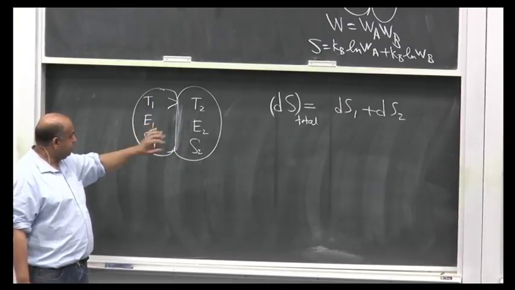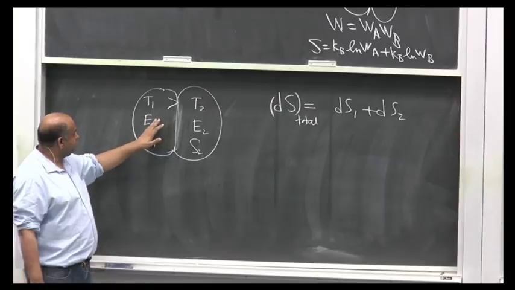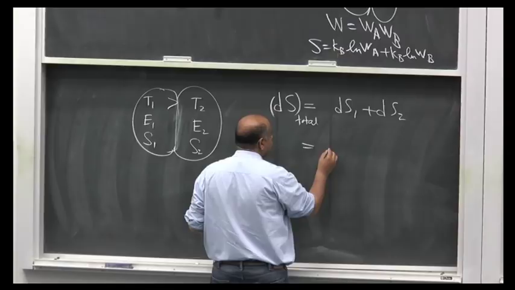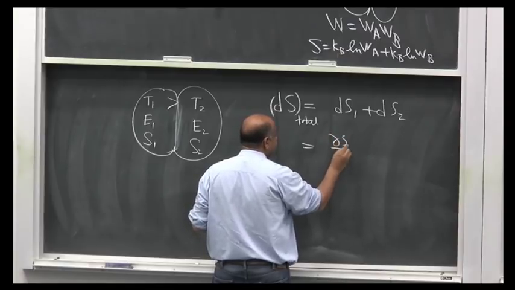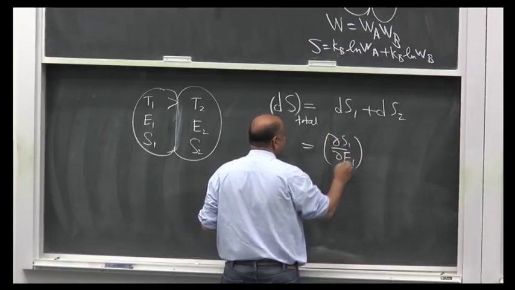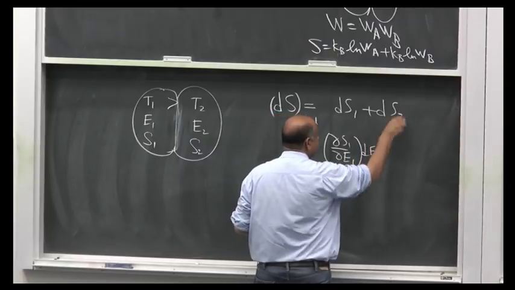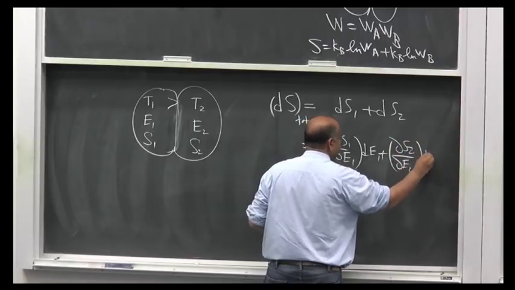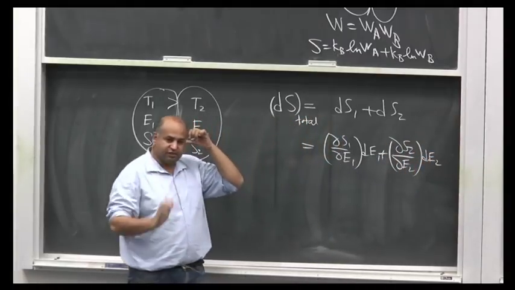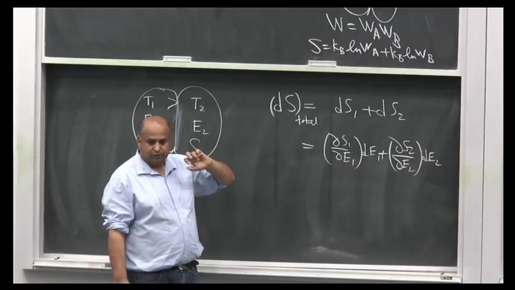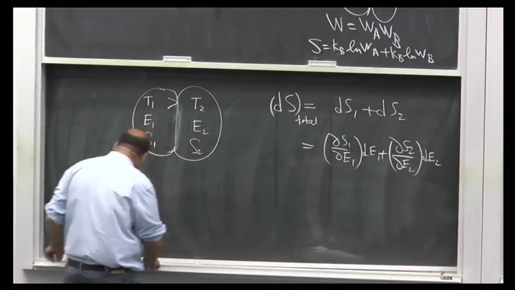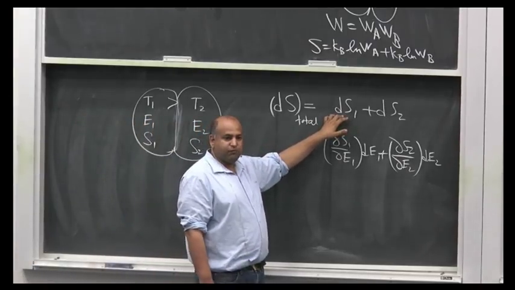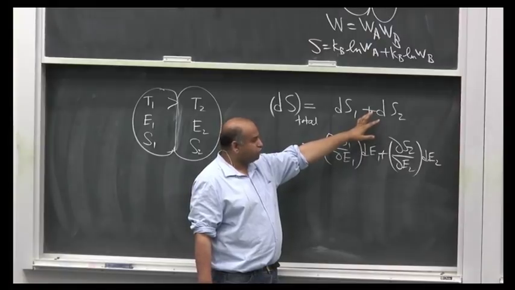to change. Because they interact, let's say some energy goes from here to there and some energy from there to here. So in that case, this change in entropy of system 1 is simply dE1 times a rate, and the change here is simply dE2, because I have kept everything else constant. I'm coming to the definition of temperature. So this is the total change in entropy of system 1. This is the change in entropy of system 2.